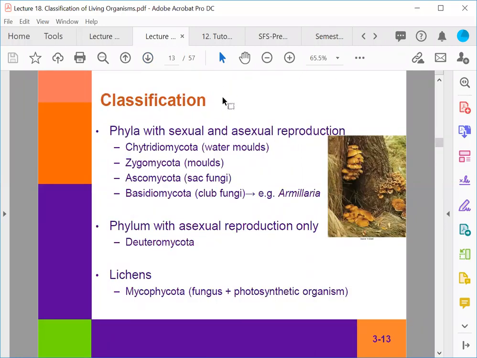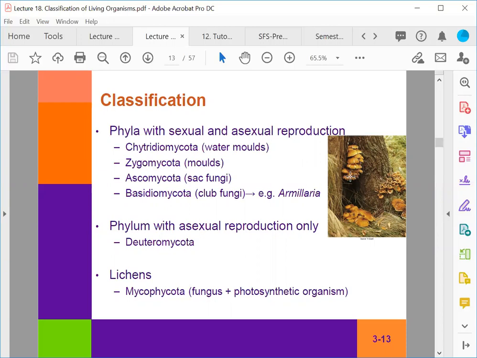All right, classification. Very complex, the classification changes, or it is changing all the time. But basically we have 6 phyla. These 4 phyla are those that can use both sexual and asexual reproduction. You don't have to remember these names. It basically includes the water molds, sac fungi, and club fungi. And here we have an example pictured here. This is Armillaria growing out of the base of a rotting tree trunk.